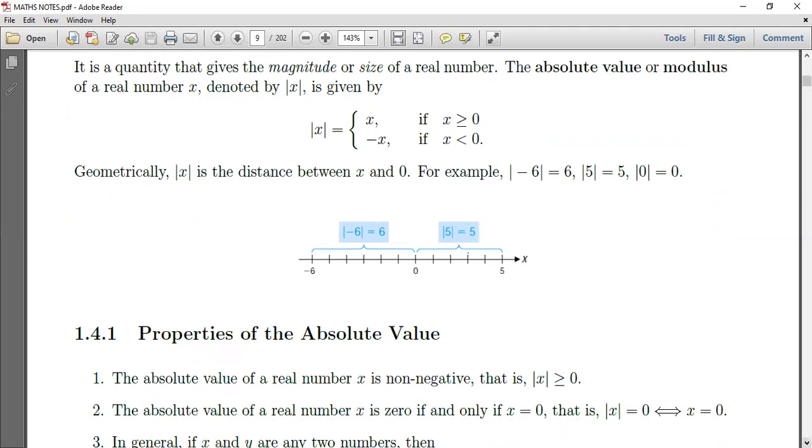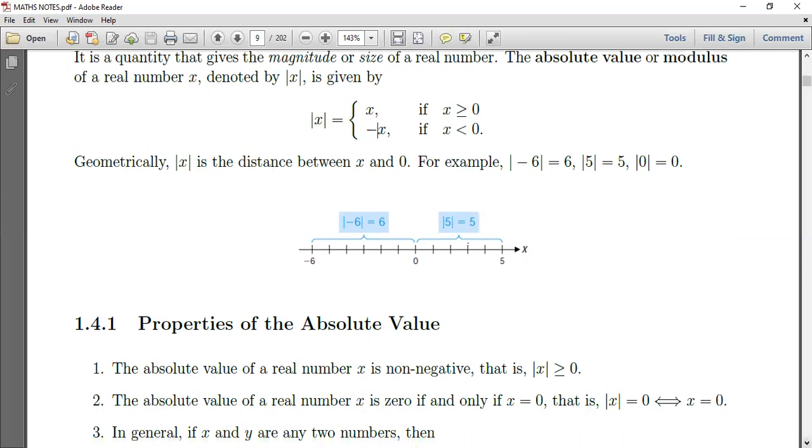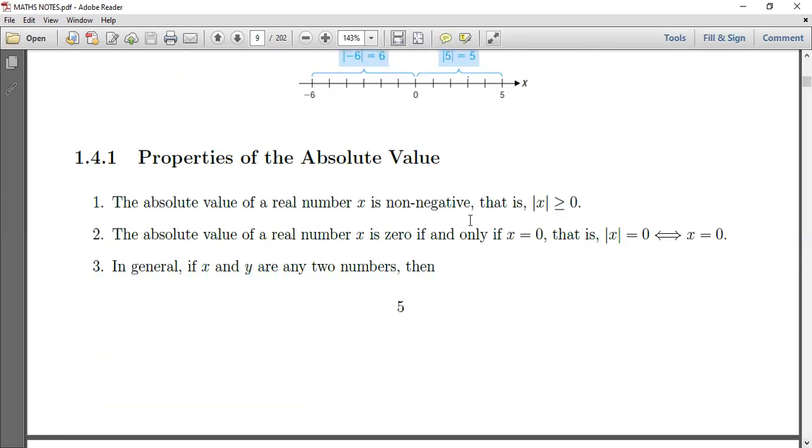When it's positive, it remains positive. When it's negative, you just drop the minus and write the number only. Properties of absolute values. Absolute values are always greater than or equal to 0, which means we don't have a negative of an absolute value. The absolute value of a real number is always non-negative.